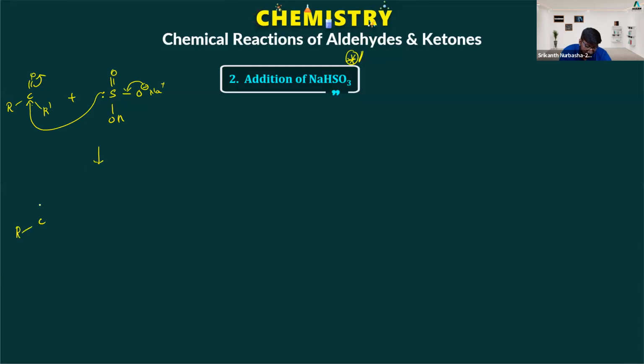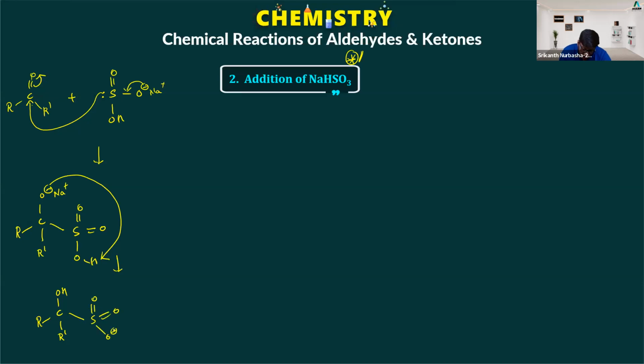Generating what? R, C, O minus, R dash, S double bond O, S double bond O, S OH. This O minus will develop electrostatic force of attraction with Na plus. And now what happens? This O minus will pick up the proton. Internal proton transfer occurs. Why? RCOH, R dash, S double bond O, S double bond O, S O minus Na plus. So this is nothing but a white crystalline compound.